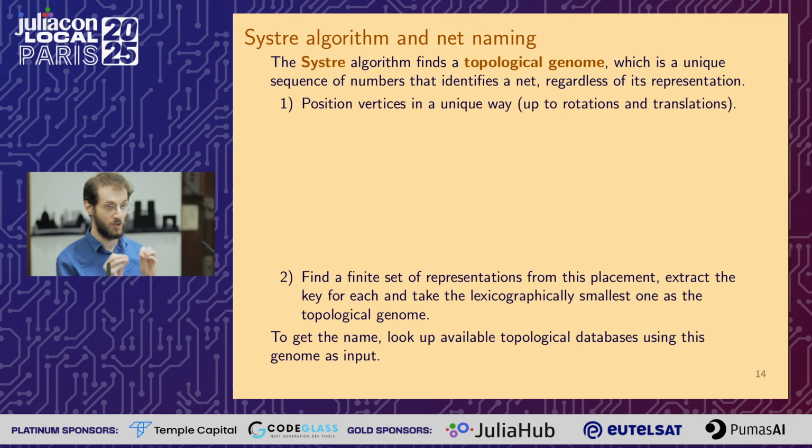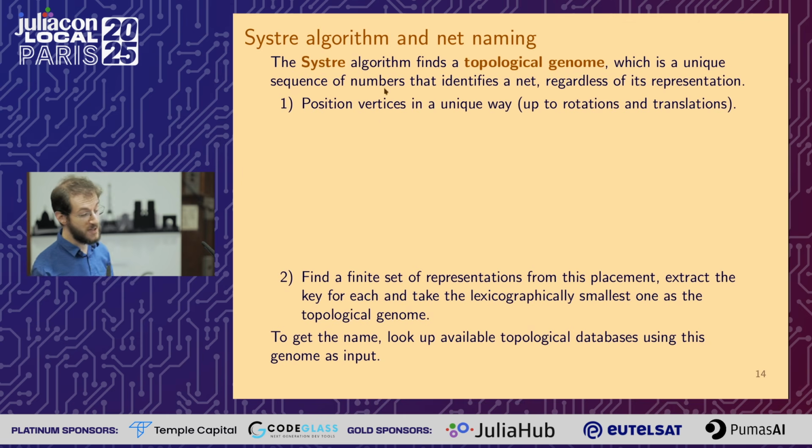The crucial idea is that we're going to embed the vertices of the graph into a space in a unique fashion, unique up to translation and rotation. And once we have this unique embedding, then we can extract a finite set of representations from which we can extract a finite set of keys, and we can take the smallest. And if we want to have the name of the net, we can just look up topological databases with this topological genome to get the name.